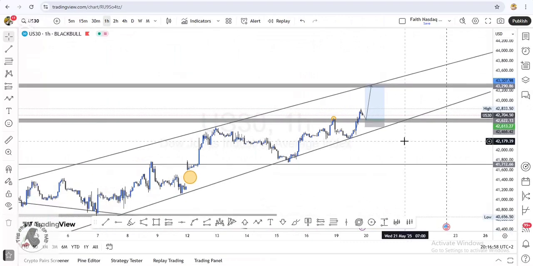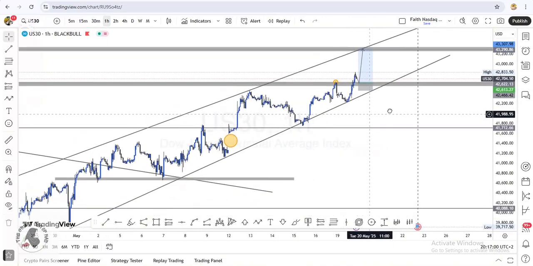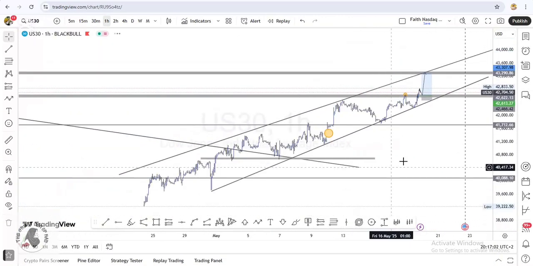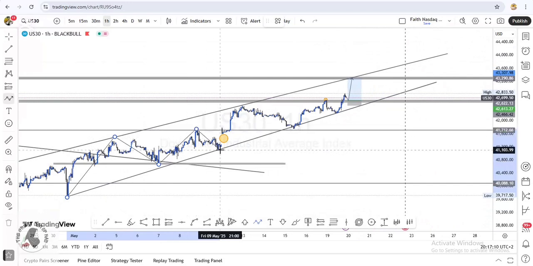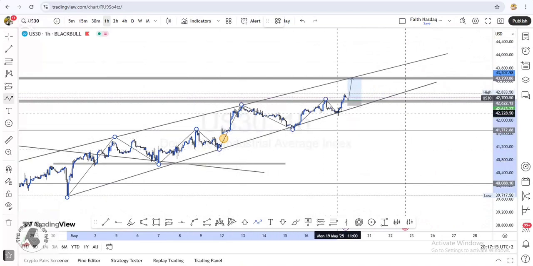You can see also, based on the structure, how the market has been pushing to the top. The market has been respecting this trend line. The market was here, it went there, came here, and played out. And when it came here and played out, it has to go there. That's how it is, man.